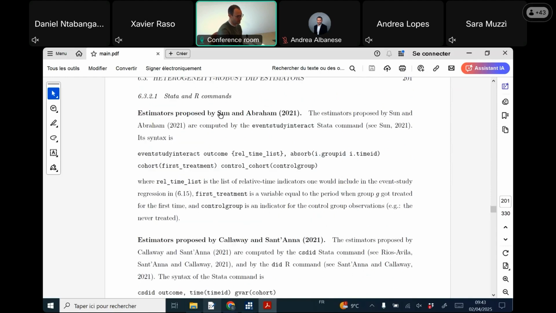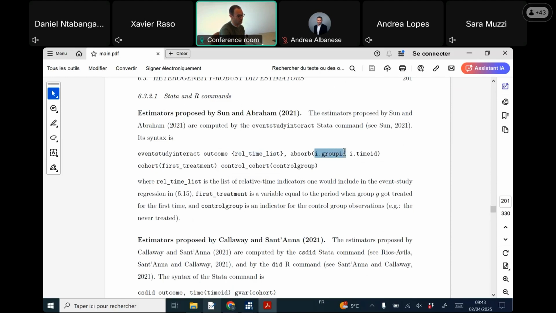Yeah, so let me skip that. Okay, so the Stata and the R command. The estimators of Sun and Abraham, they're computed by the event study interact command, whose syntax is outcome. Then you put your relative time indicators exactly as you would in an event study regression to indicate how many event study effects you want to compute and how many pre-trend estimators you would like to see.